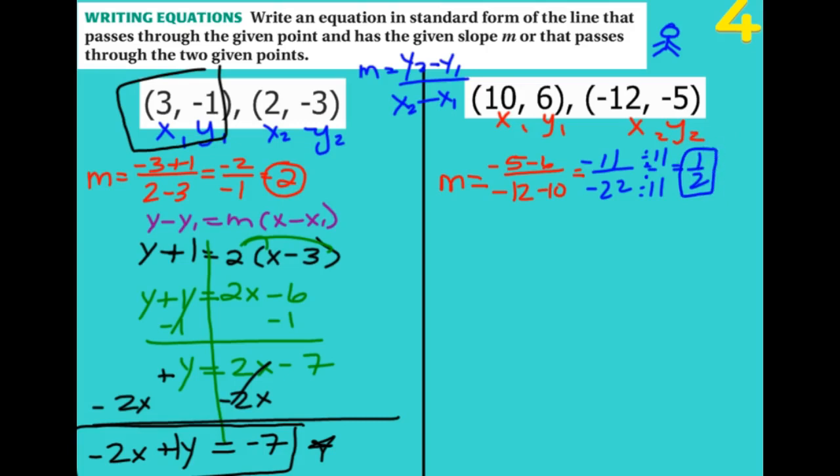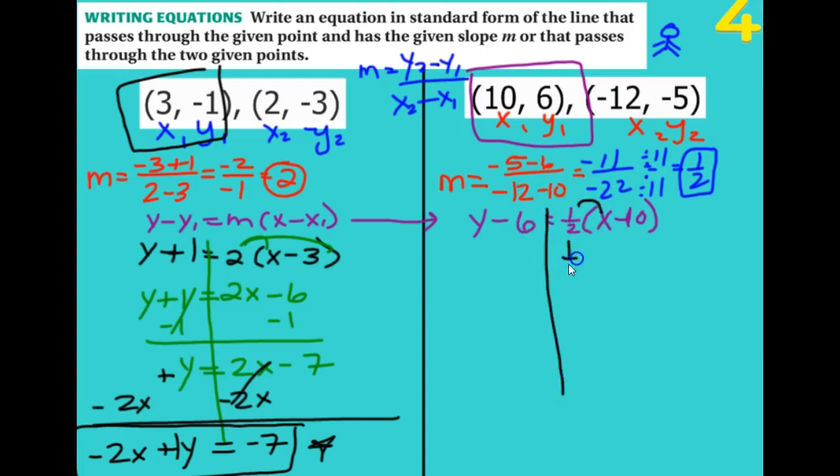So now let's use one of our two points. I'm going to just use the same equation here. y minus, I'm just going to use my first point here, y1, which is 6, equals our slope, which is 1/2, and then x minus x1, which is 10. And then we're going to solve for y first.